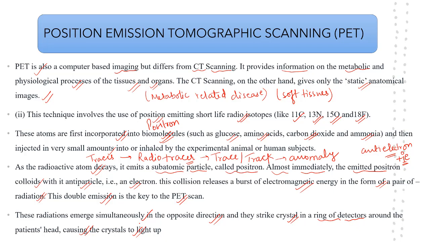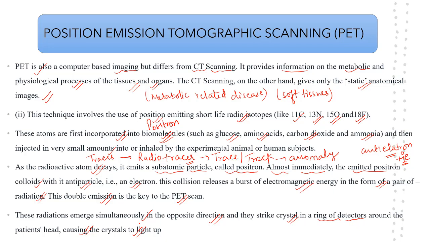This technique involves the use of positron emitting short-lived isotopes. Short-lived means their half-life is very small, like carbon 11, nitrogen 13, oxygen 15, and fluorine 18. These radioactive isotopes are basically incorporated in compounds like glucose, amino acids, carbon dioxide, and ammonia.